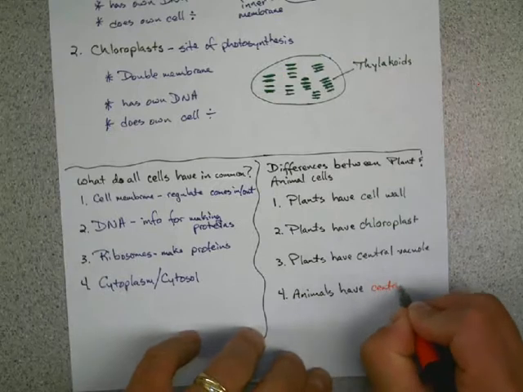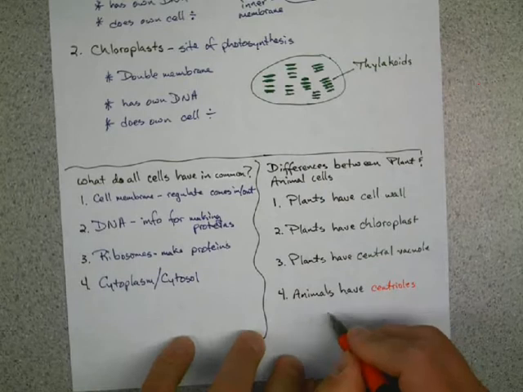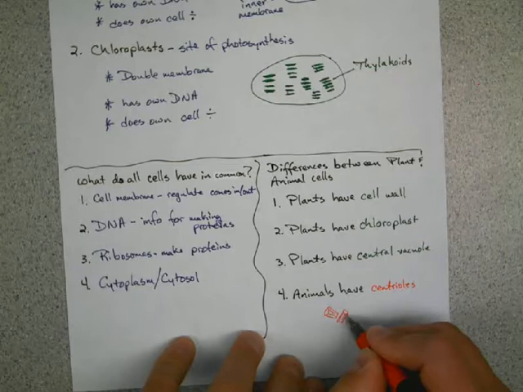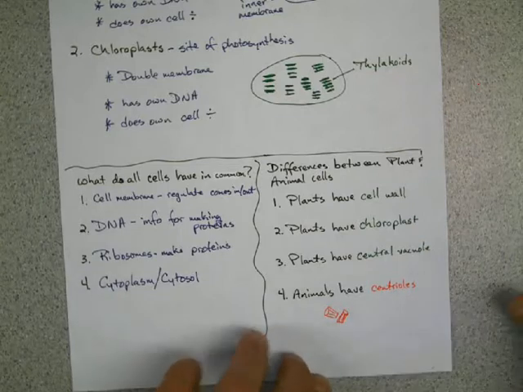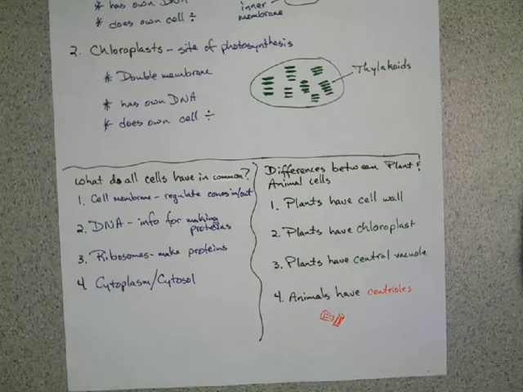And then the last thing is animals have centrioles. Centrioles, if you recall from when we made our models, are circular, or actually they're cylindrical, kind of think of like little barrels, and these are going to be used to make the mitotic spindle during cell division.